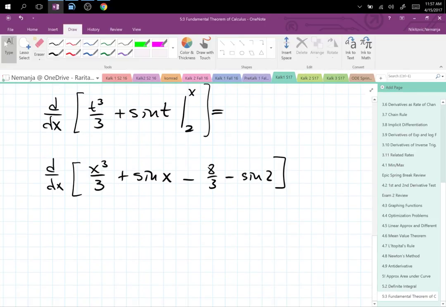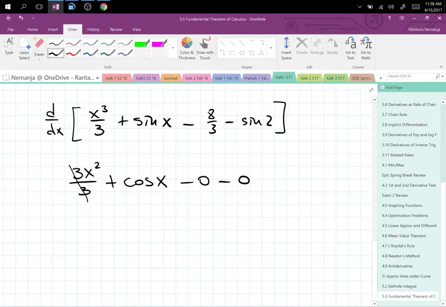So now I need to take the derivative of this. When I take the derivative of x cubed, I get 3x squared over 3. These will cancel. The derivative of sine is cosine, and then minus 0 minus 0. The answer is x squared plus cosine x. Done.